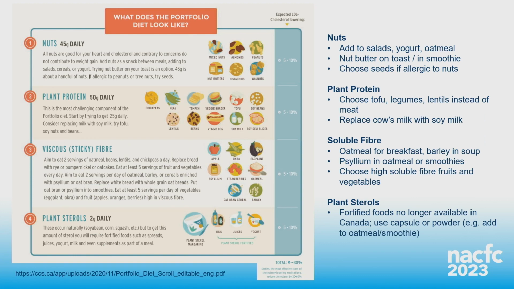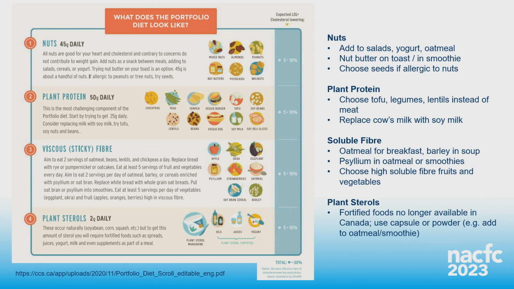So this figure here, the schematic, was taken from an infographic that has been published by the Canadian Cardiovascular Society, and you can see the link here. And it's quite easy to follow and is quite easy to use with patients. But basically, nuts, we want people to be having daily, and if they're allergic to nuts, they can choose seeds as an alternative, and they will still get the benefit.